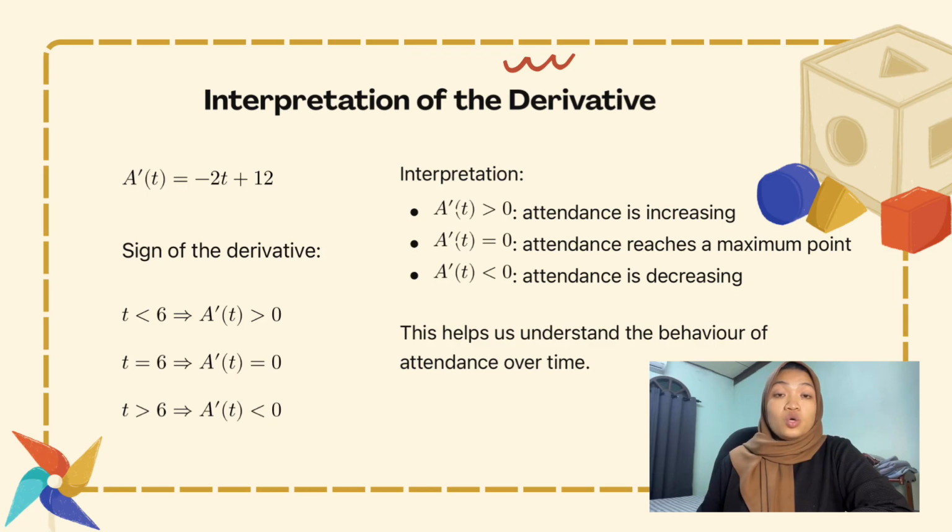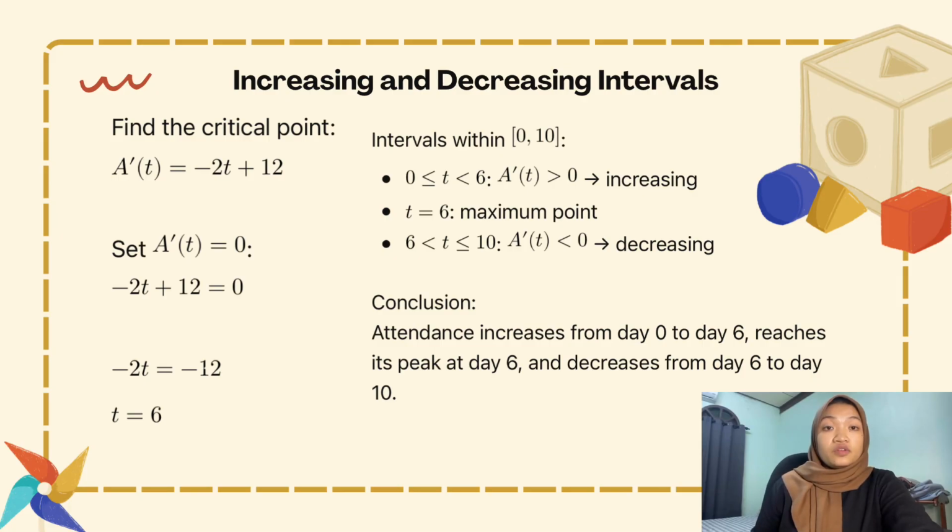In real-life terms, when the derivative is positive, more students are attending school compared to the previous day. When the derivative is negative, fewer students are attending. When the derivative is 0, attendance is no longer increasing and has reached its highest point. This helps us understand the behavior of attendance over time, not only as a mathematical result, but also as a meaningful trend in a real school situation. Finally, I will use the derivative to determine when attendance is increasing and when it is decreasing.